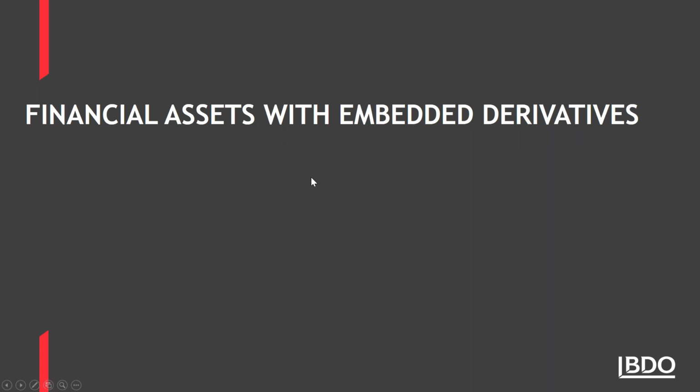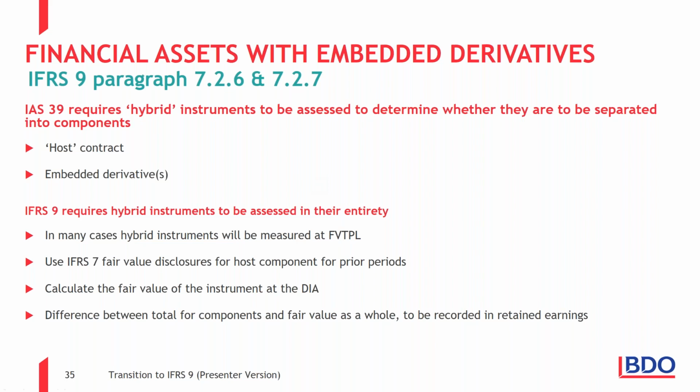embedded derivatives? Right, so a little bit of a recap. If you currently look at AASB 39 or AASB 139, it requires these hybrid instruments to be assessed to determine whether they should be separated into components or not. So it could be that you keep the whole hybrid together, or based on your assessment, you could potentially split the hybrid into the host contract and the embedded derivative and account for them separately.